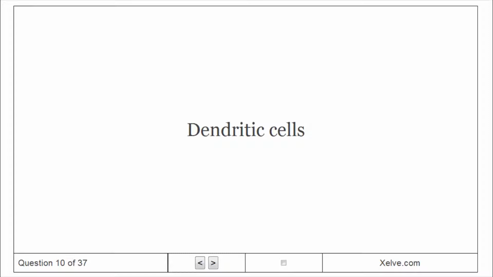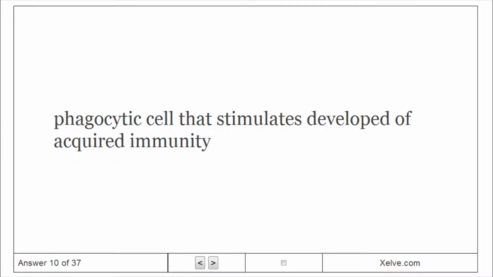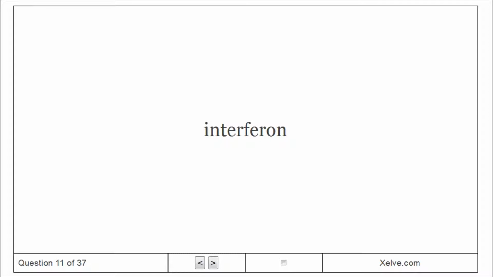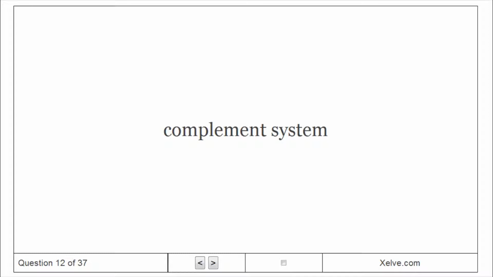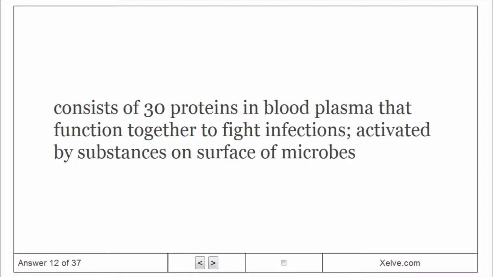Dendritic cells. Phagocytic cell that stimulates development of acquired immunity. Interferon. Protein that provides innate defense against viral infections, limits cell-to-cell spread of viruses in the body. Complement system. Consists of 30 proteins in blood plasma that function together to fight infections, activated by substances on the surface of microbes.